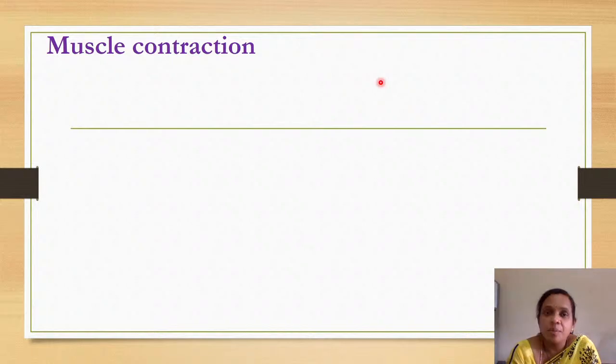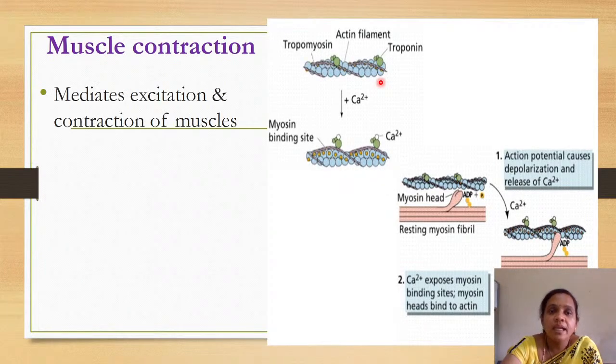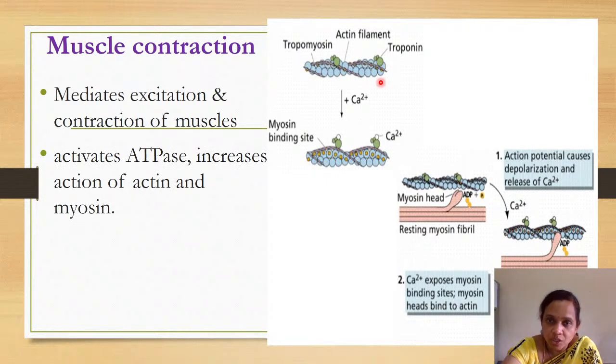Next, muscle contraction. For muscle contraction, calcium is very much required. It mediates excitation and contraction of the muscle by activating ATPase. It will be activating the ATPase and increases the action of the myosin and the actin, and in that way it will be increasing the activity of the myosin.